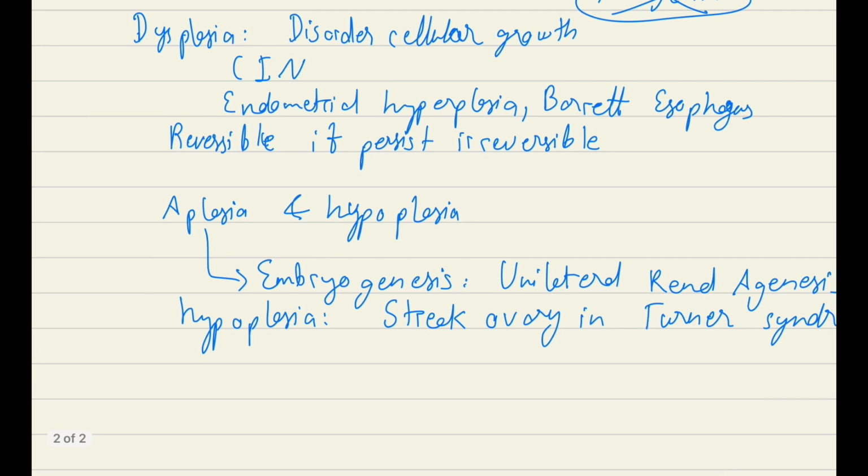Now let's talk about dysplasia. Dysplasia means disordered cellular growth, most often referring to proliferation of precancerous cells. It is a precancerous state. It is reversible, but if it persists for a long period of time, it becomes irreversible and can turn into malignancy. An example is cervical intraepithelial neoplasia, which can later turn into cervical carcinoma. It can also arise from long-standing pathologic hyperplasia like endometrial hyperplasia, or long-standing metaplasia like Barrett esophagus.